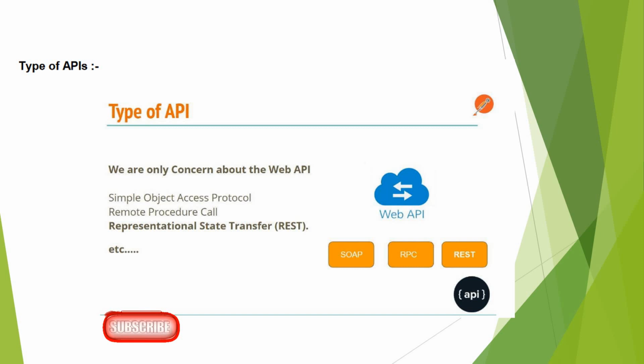Types of APIs also include SOAP, RPC, REST, and Web API. We are only concerned about Web APIs and Simple Object Access Protocol. SOAP is also a good API that you should learn more about. What is the advantage of using SOAP? Then Remote Procedure Call, which is RPC, and REST. REST is mainly used, and you should also know the full form of REST is representational state transfer.